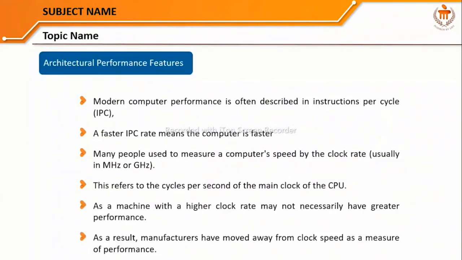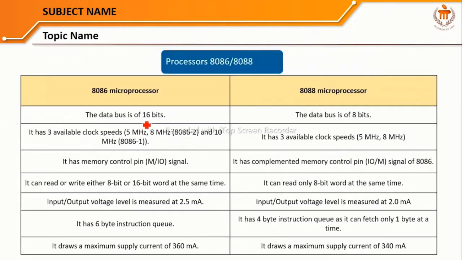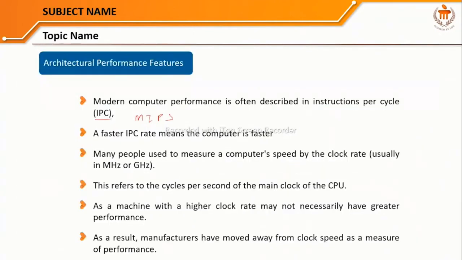Next one is the architectural performance features. What are the architectural performance features? Performance is often described in instructions per cycle, meaning how many instructions are calculated per cycle. So MIPS, million instructions per second. A faster instruction rate means the computer is faster.